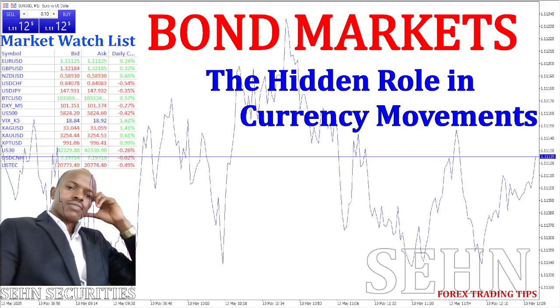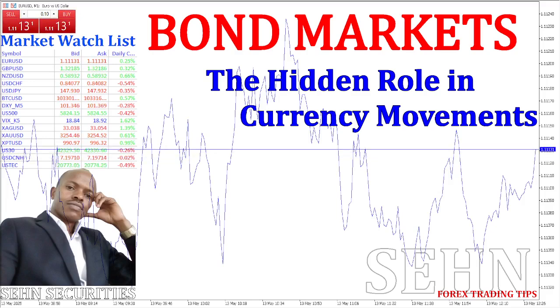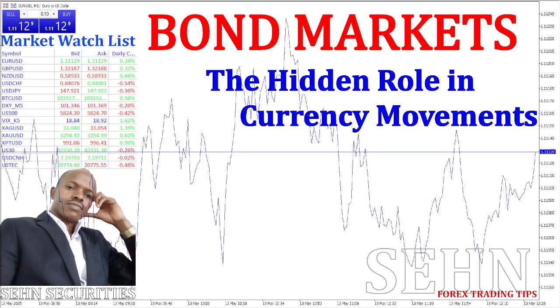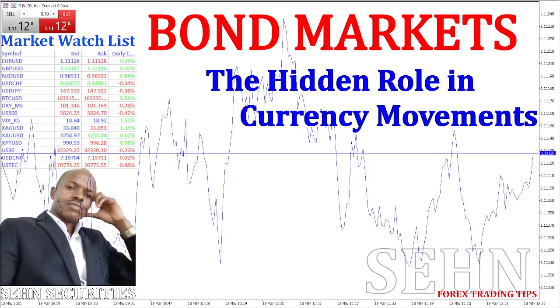Take the US dollar, for example. When US Treasury yields rise, it often reflects confidence in the American economy or expectations that the Federal Reserve will raise interest rates. Investors from around the globe move capital into US assets to capture better returns, increasing demand for the dollar. The opposite is also true. When yields fall, especially unexpectedly, the dollar can weaken as investors look elsewhere for better returns.